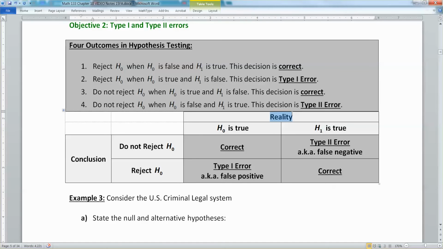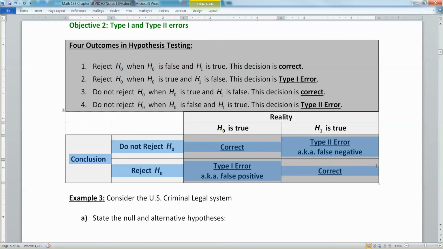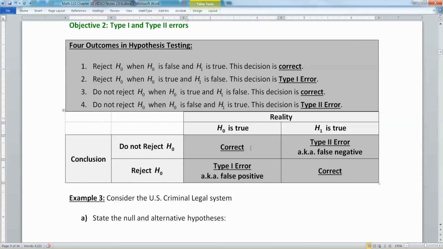So here's reality up here. So working down the columns, there's truth, right? Real truth. Of course, in real life, we don't actually know what reality is most of the time, believe it or not. We know what we think reality is, but that's not the same thing. And over here in the rows, we're making our conclusions to either reject or not reject the null hypothesis.